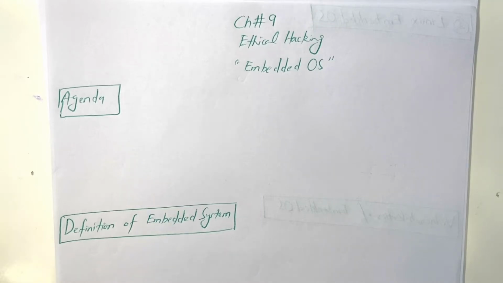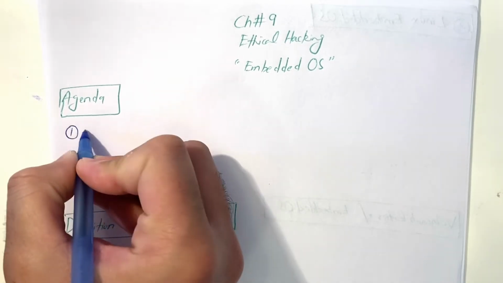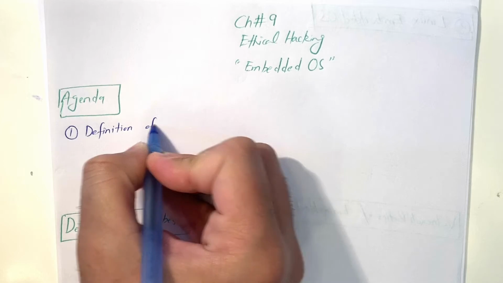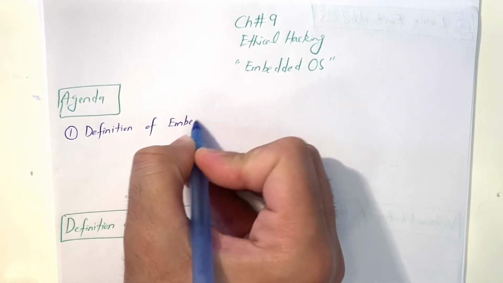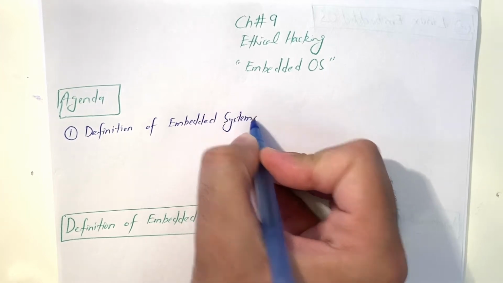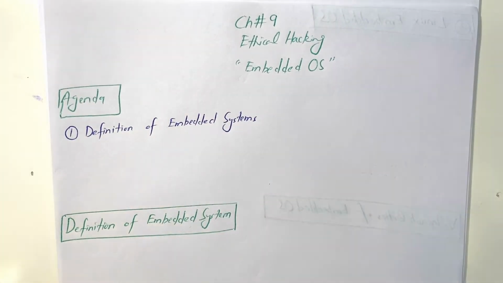Hello everyone. So today we will discuss chapter number 9 of the ethical hacking course. The chapter is about embedded operating systems. In this chapter we have mainly two agenda items. Firstly, we will discuss the definition of embedded systems, and then we will also discuss the embedded operating system and types of embedded operating system.